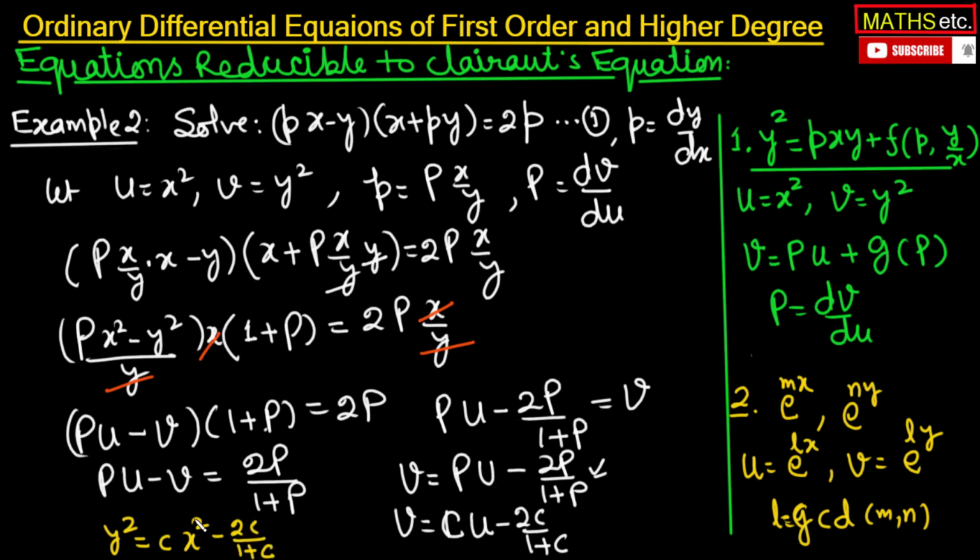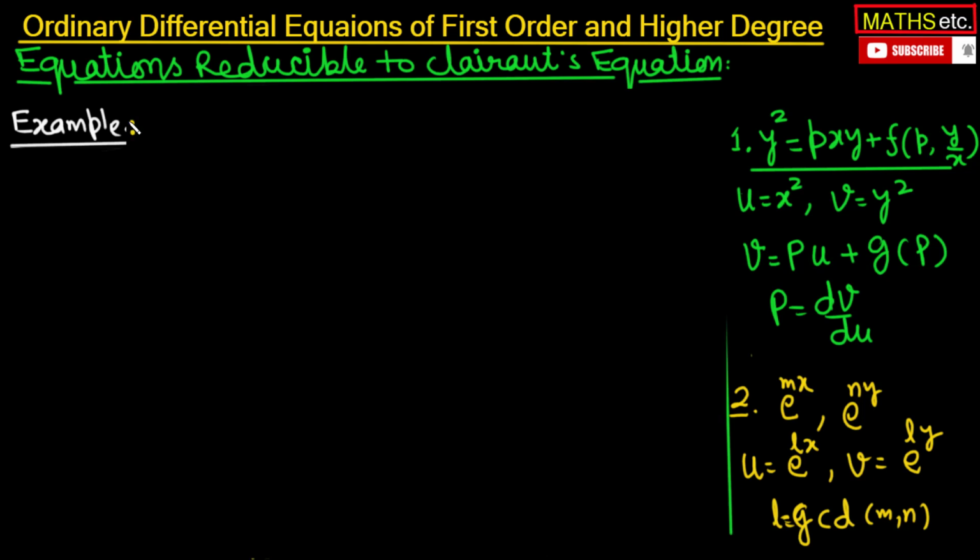So this one is the general solution of the original given equation, which was not Clairaut's equation, but using a suitable transformation we converted it into Clairaut's form, and because of that we could find the general solution of the original equation. Now let's take one more example.